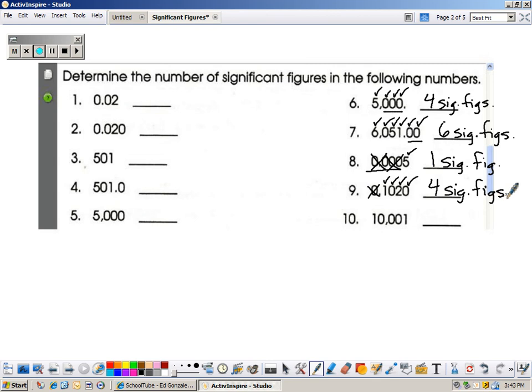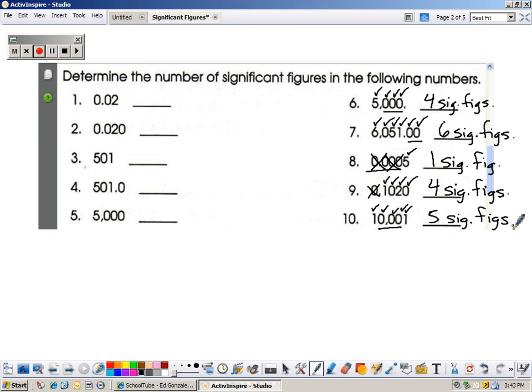Okay, last example. 10,001. Two rules working here. Non-zero integers, which are significant. And then these are captive zeros. And captive zeros are always significant. So, 5 sig figs.